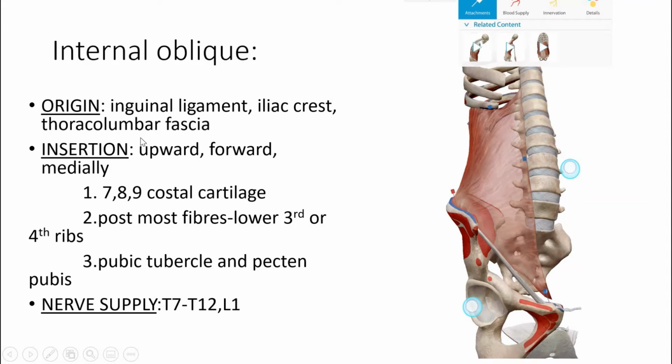So they run upward, forward and medially, and get inserted to these 7th, 8th, 9th costal cartilages. The posterior most fibers get attached to the lower 3rd or 4th ribs, and the fleshy fibers from the inguinal ligament get attached to the pubic tubercle and pecten pubis. So again, it is supplied by the anterior rami of thoracic nerves T7 to T12 and the L1 lumbar nerve.